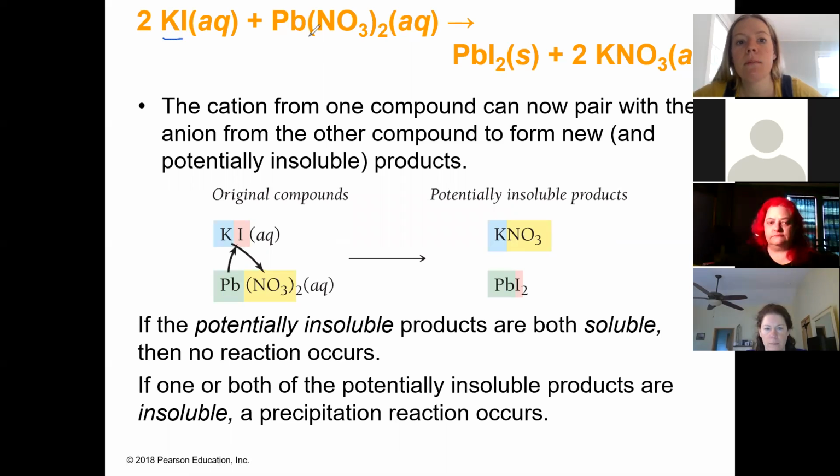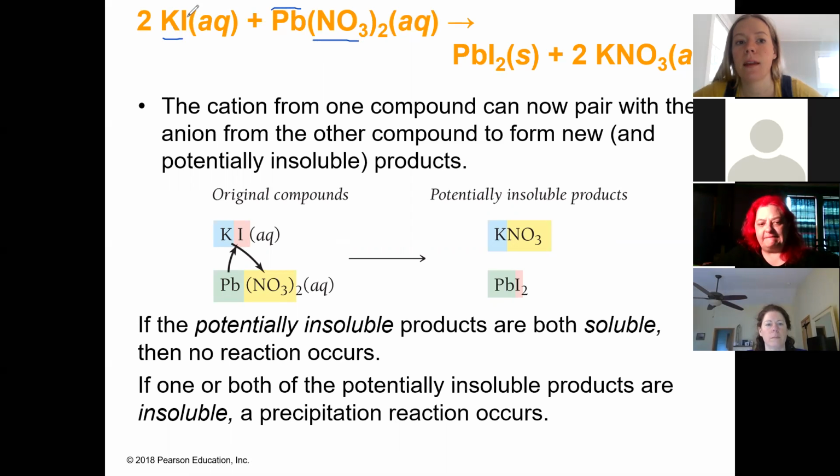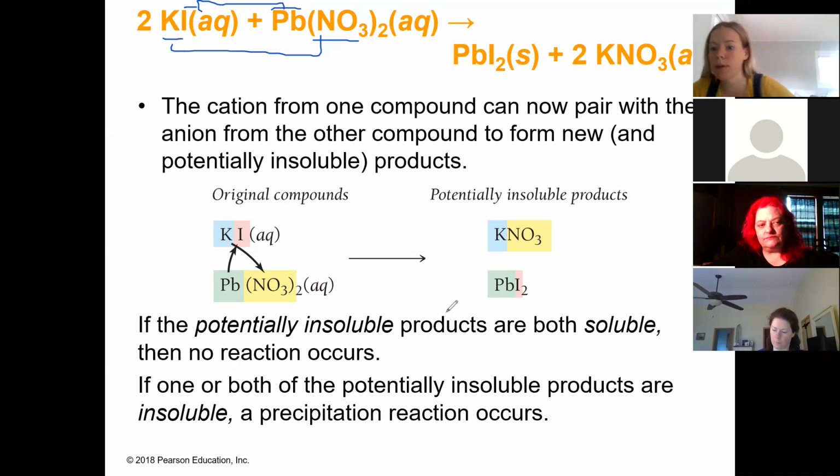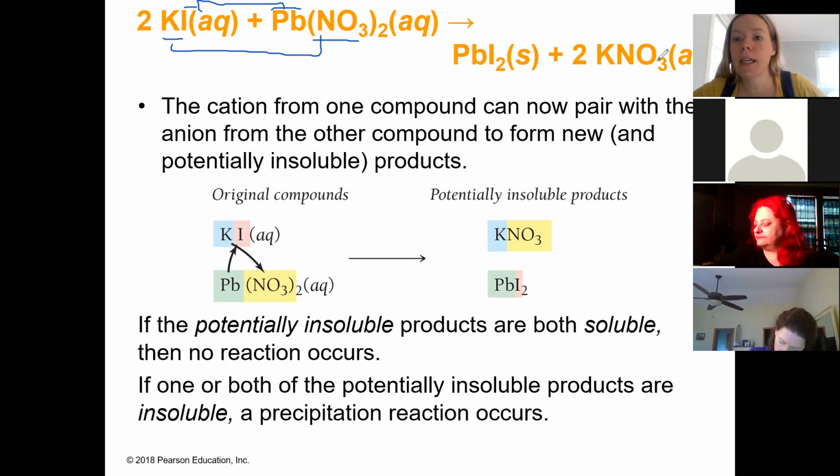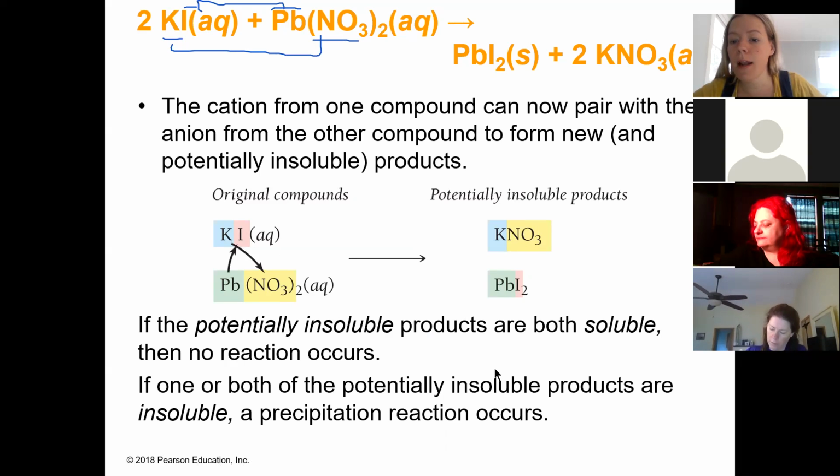Metal from the first one, combine it with the non-metal from the second, and then the metal from the second and the non-metal from the first. Or outsides and insides. Okay, those are going to be your possibilities. So when looking at this formula here, the potential insoluble products are these two.